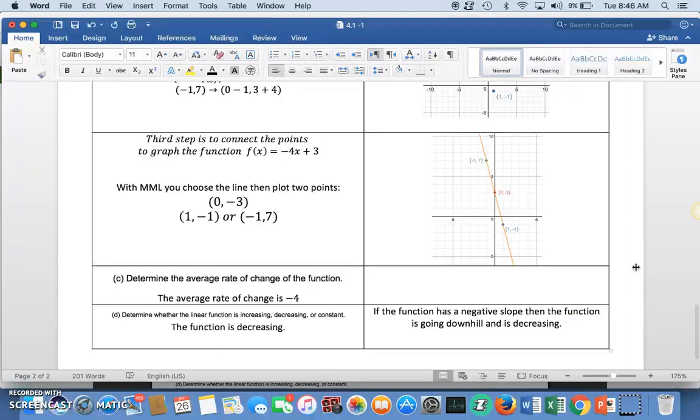And then it says to determine the average rate of change. Well, we learned that the average rate of change is the same thing as the slope when we're talking about a line. So the average rate of change would be negative 4. And then you need to determine whether it's increasing or decreasing. Since it's going downhill, the x's are getting larger, the y's are getting smaller, we say it is decreasing.